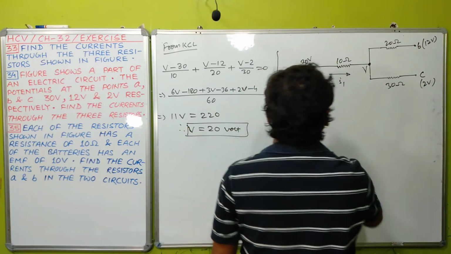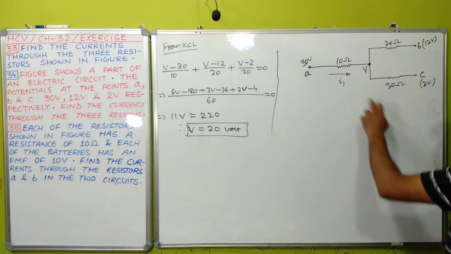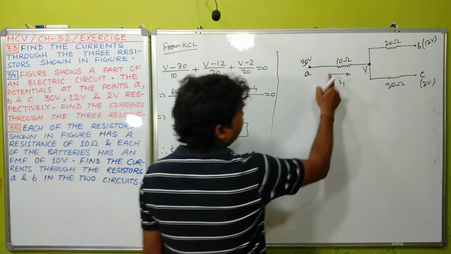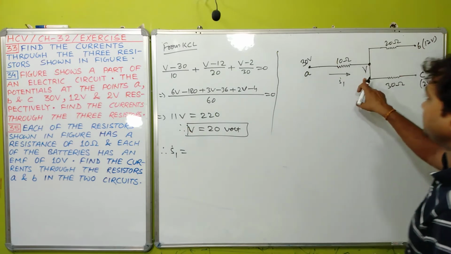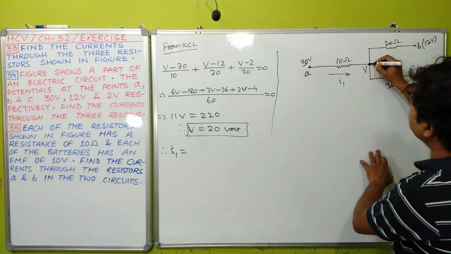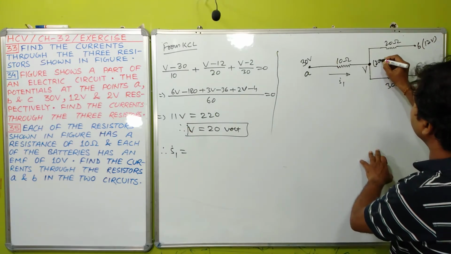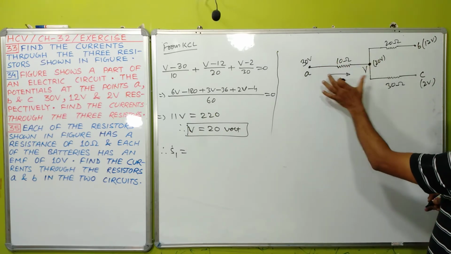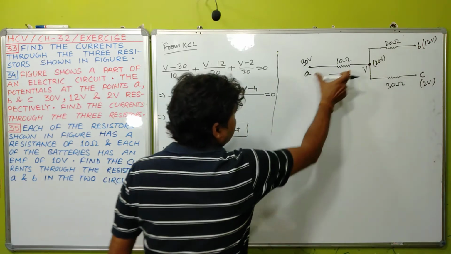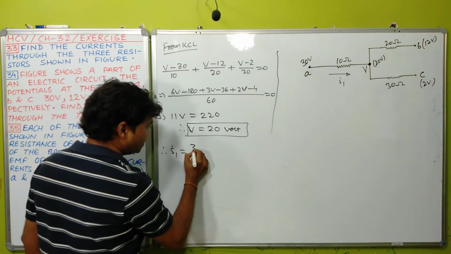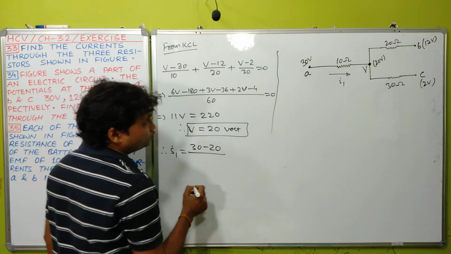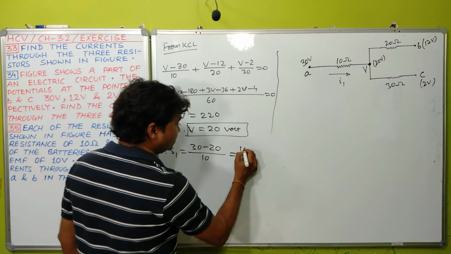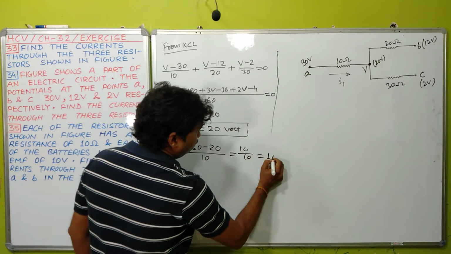Let the current through this 10 ohm resistance be I1. Obviously the current will flow like this, because its potential is now 20 volt, and current flows from high potential to low potential. So the value of I1 will be the potential difference 30 minus 20 divided by 10, from Ohm's law I equals V by R. This becomes 10 by 10, equals 1 ampere.